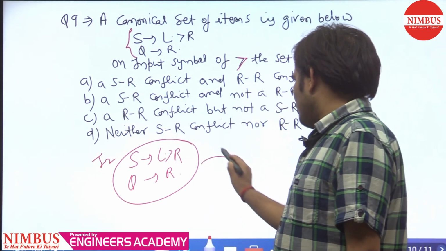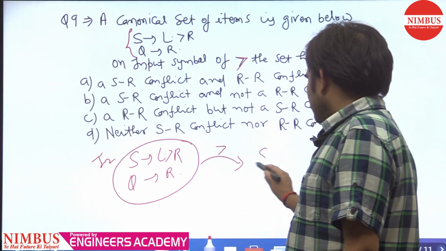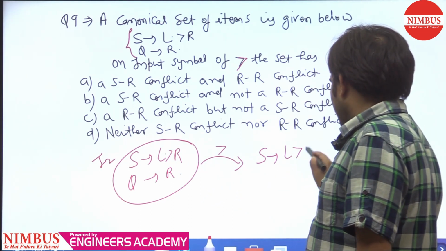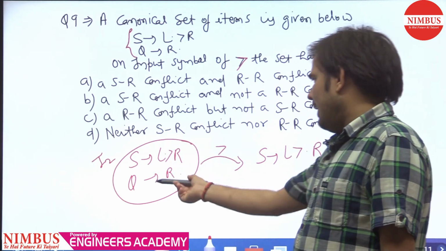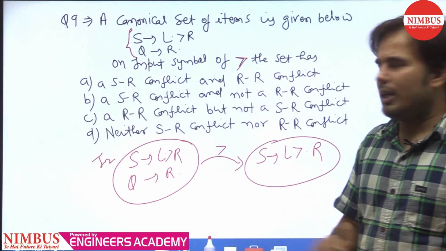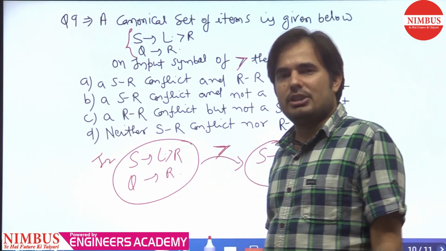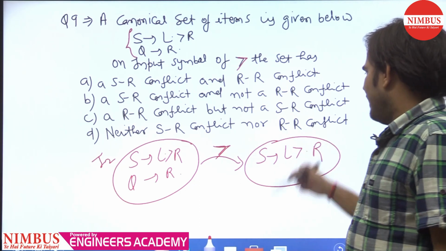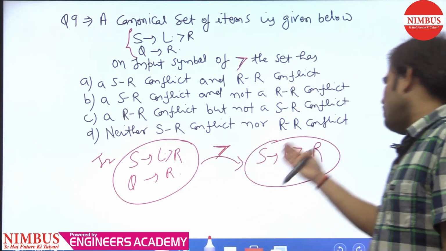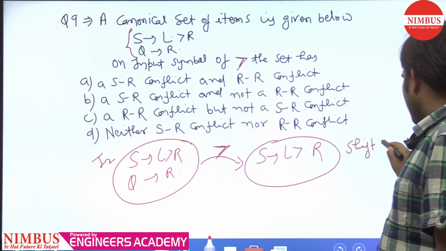So when we give this greater than, what will you get? This dot will shift here. So L greater than dot R. And this is the only production you get when giving this greater than on this canonical set state. So here only a shift operation is going on. Here only this dot is going to shift. Shift operation only.